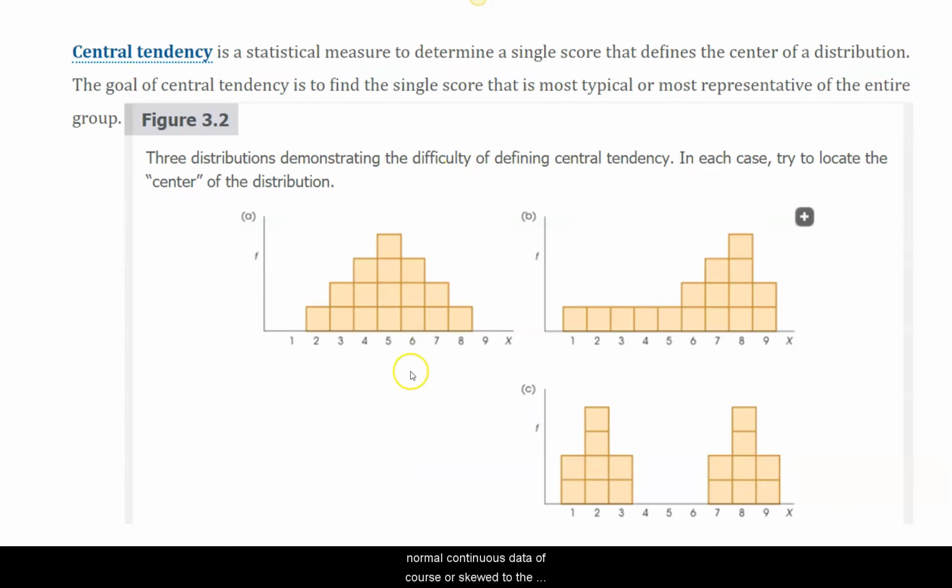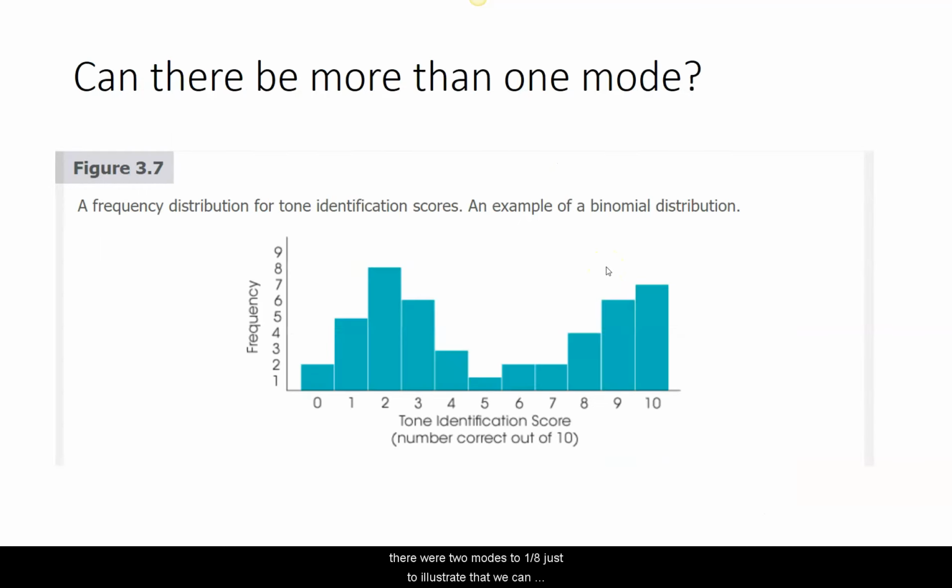Now, with normal continuous data, or skewed continuous data, I can easily see the mode. It's the tallest bar, the tallest column. Clearly, the mode right here is 5 for letter A. The mode over here in B is 8. And I have two modes for C, which is certainly possible. I could have a tie, and in this case, there were two modes, 2 and 8. Just to illustrate that. And can we have more than one mode?